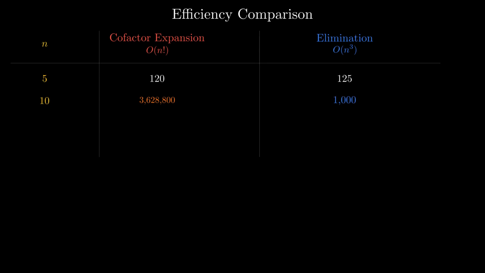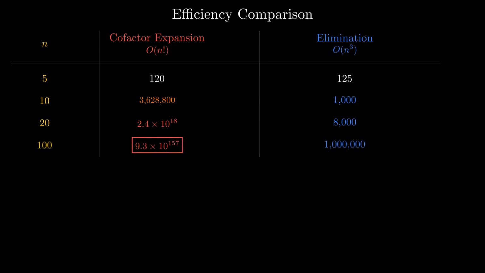For n equals 10, cofactor expansion requires 3,628,800 operations. That's over 3.6 million. Elimination requires just 1,000 for the same matrix. For n equals 20, cofactor expansion explodes to approximately 2.4 times 10 to the 18th power. That's 2.4 quintillion operations. Elimination, just 8,000.